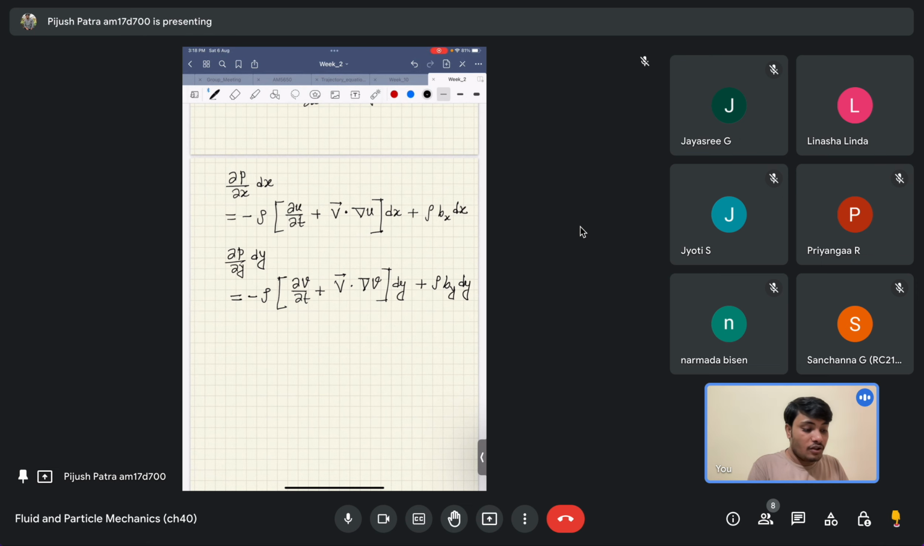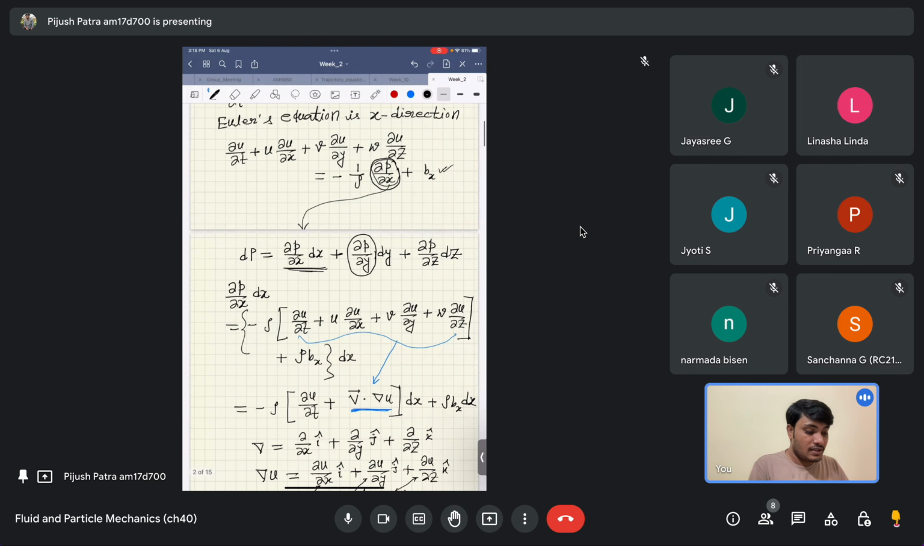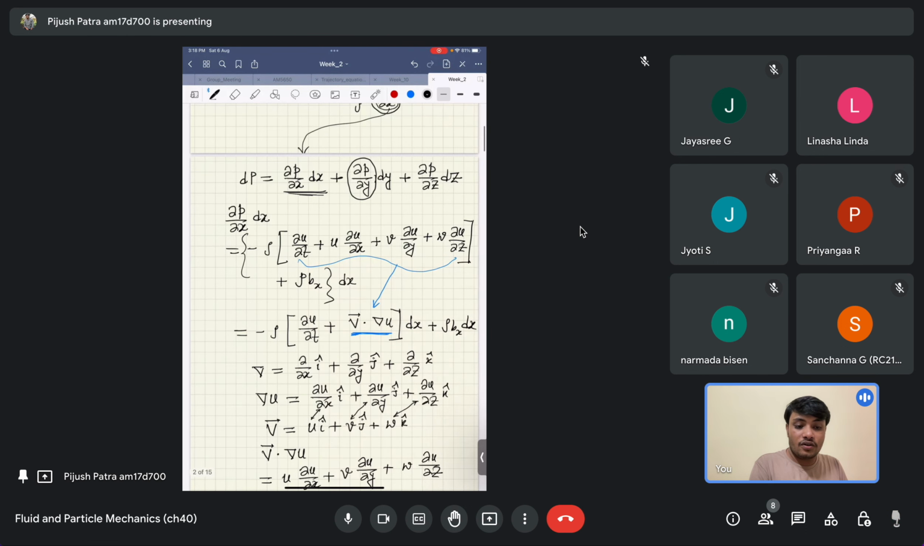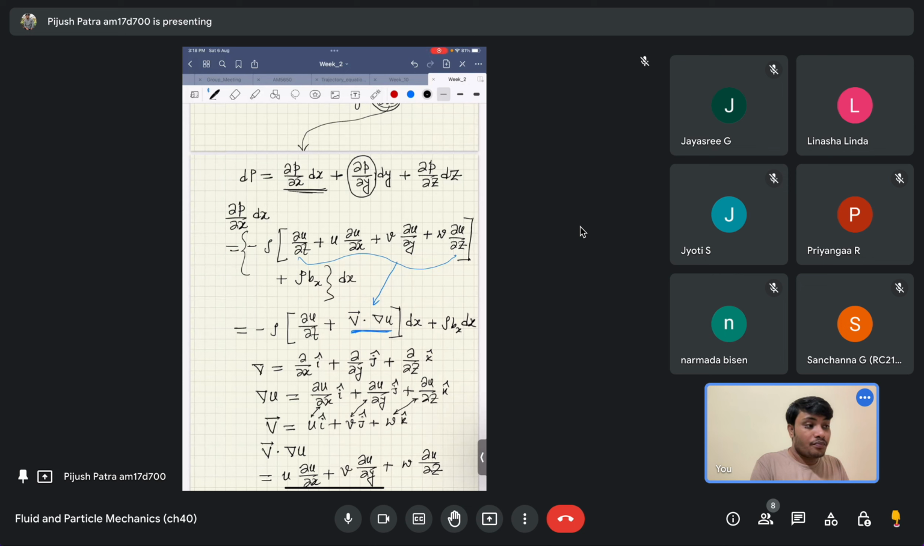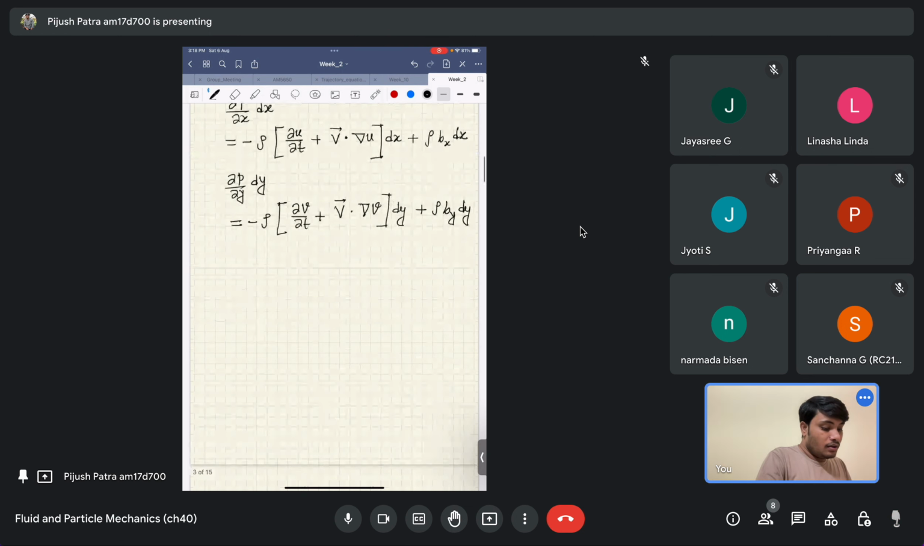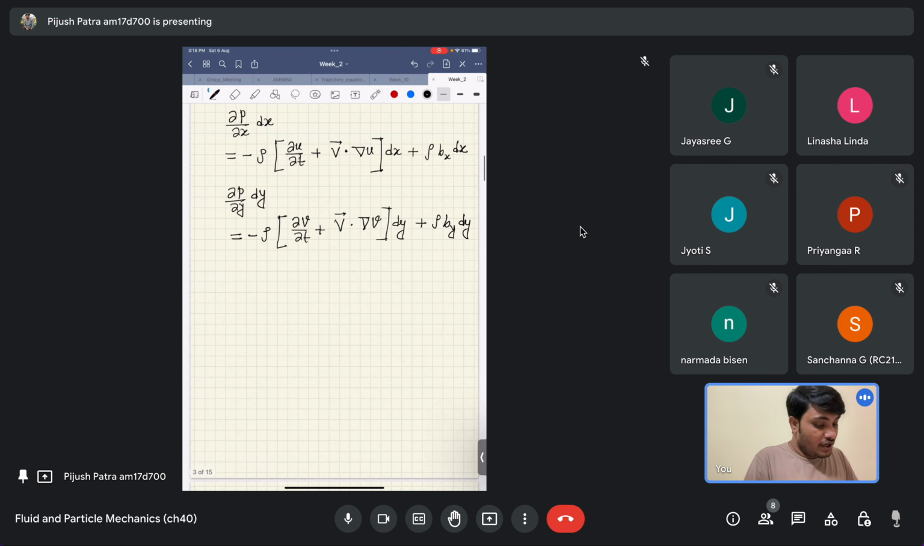I just substituted the Euler's equations which I wrote in the last class into the equation for the total derivative of pressure, substituting the ∂p/∂x, ∂p/∂y and ∂p/∂z terms from the Euler's equation into the equation for dp. So far it should be clear, right? So what will be the ∂p/∂z into dz?